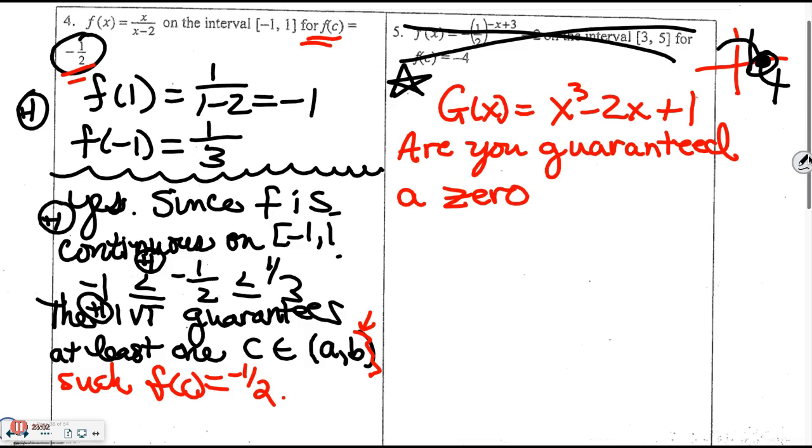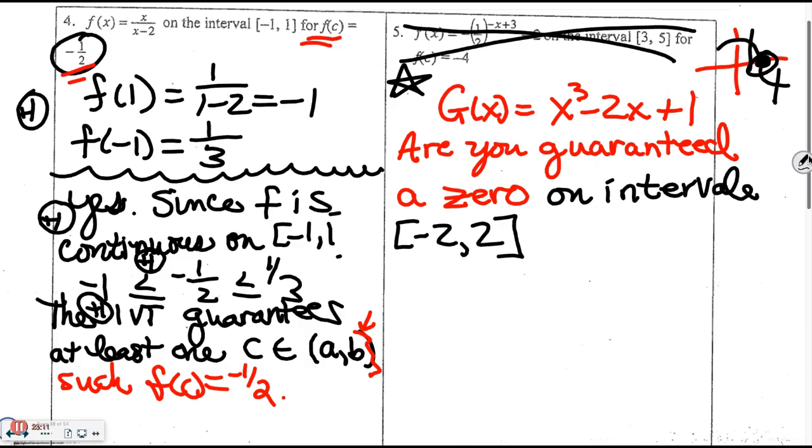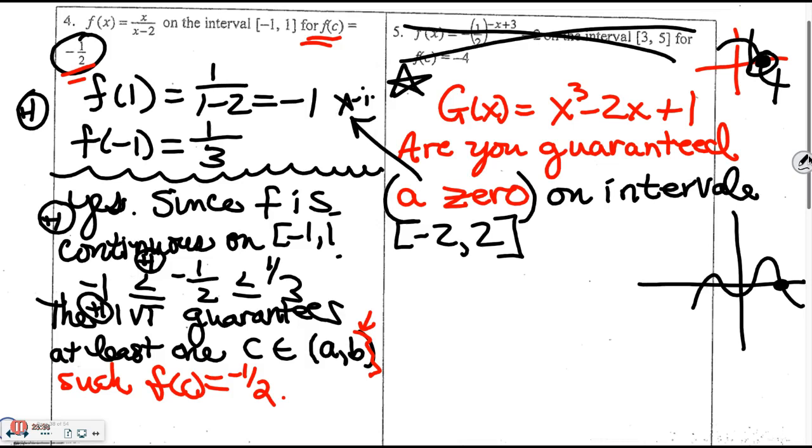All right, are you guaranteed a 0 on the interval from -2 to 2? Now keep in mind, I just wrote this off the top of my head. I had to present you with a continuous function on the interval, and this one actually is continuous for all real numbers. I also had to make sure that when it says a 0, that's a y value of 0, or y equals 0. It's the x-intercepts of a graph. Sometimes kids are like, what do they mean a 0? It's when the y value is 0. Does that make sense, Felicia?